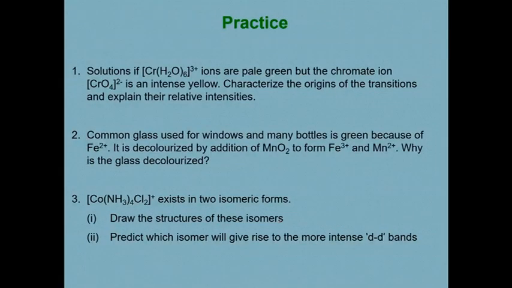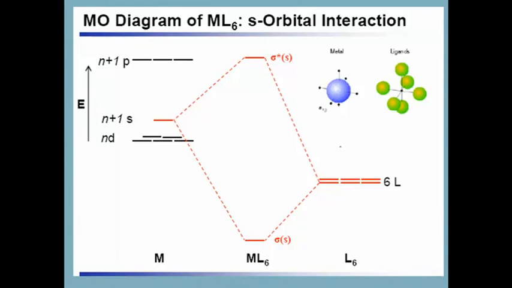So you can just have some examples. CrS2O6 is pale green, but the chromate ion is intensely yellow in color. You can draw the d orbitals that you have explained for the chromium atom. Common glass used for windows and many bottles is green because of Fe2+, but it is decolorized by addition of MnO2, from Fe3+. Why is the glass decolorized? So it is for absorption of light. Co(NCS)4 2- exists in two isomeric forms. Look at the structures and predict which isomer gets more intensity.